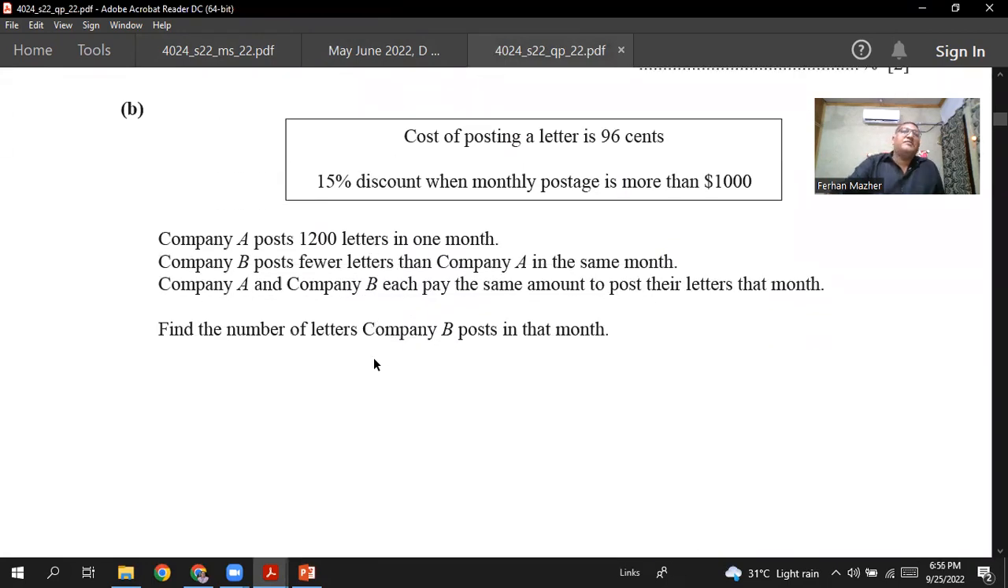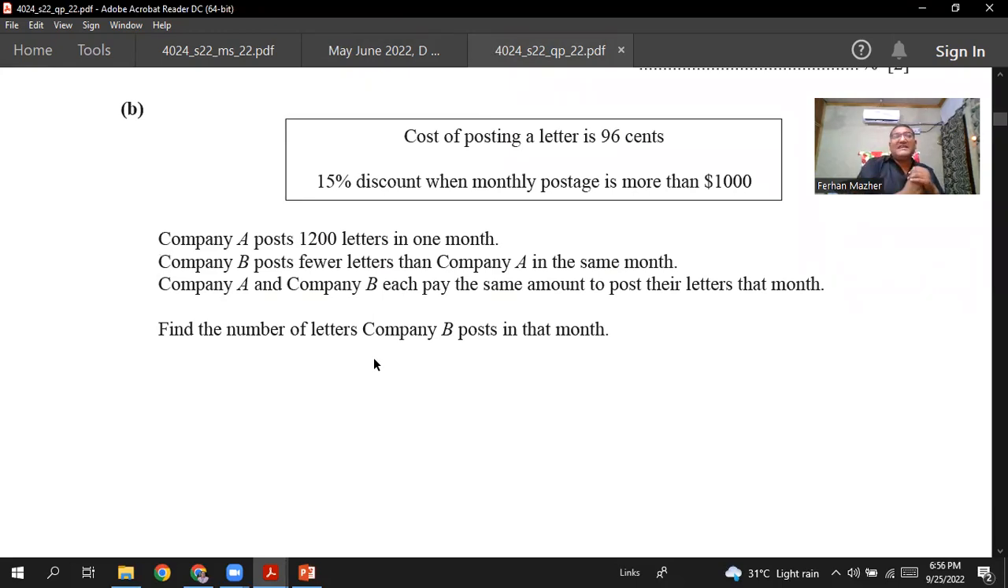It says the cost of posting a letter is 96 cents. There is a 15% discount when monthly postage is more than $100. Company A posts 1,200 letters in 1 month. Company B posts fewer letters than Company A in the same month. Company A and Company B each pay the same amount to post their letters that month. Find the number of letters Company B posts in that month.